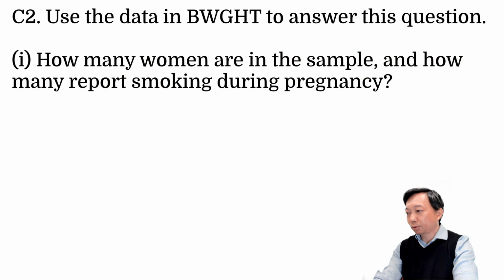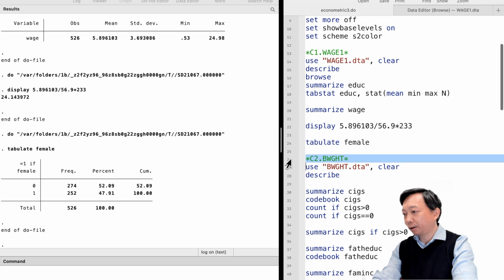Computer exercise number 2. Let's go to the second computer exercise. Use the data in BWGHT to answer this question. How many women are in the sample and how many report smoking during pregnancy?